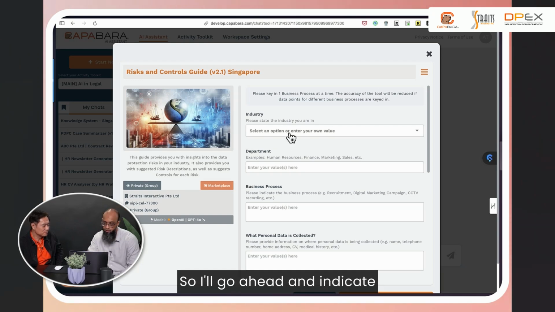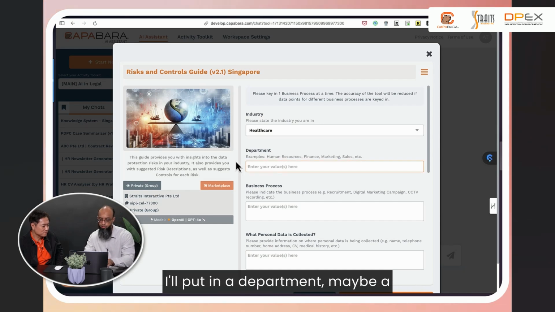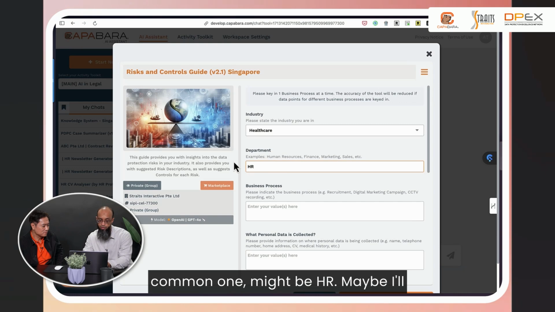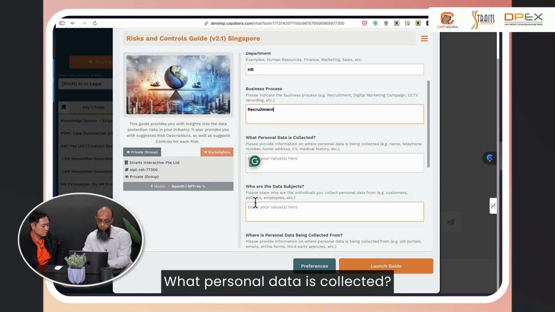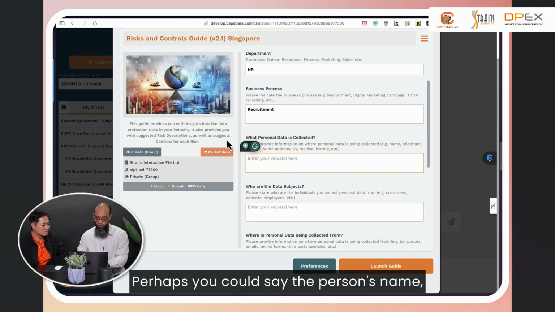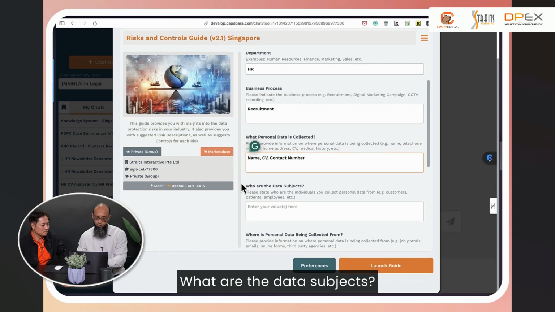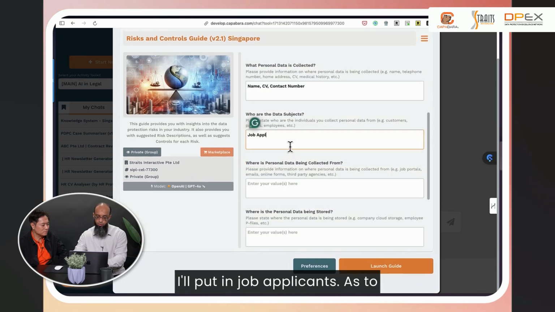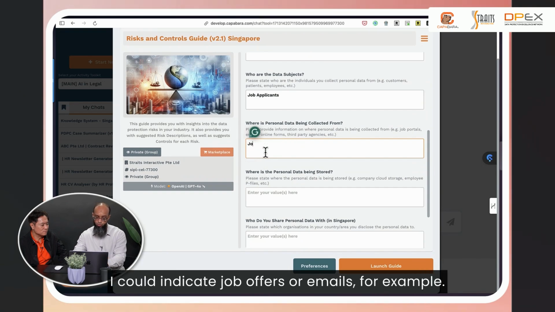So I'll go ahead and indicate an industry, perhaps healthcare. I'll put in a department, maybe a common one like HR. Maybe I'll put in a business process for recruitment. What personal data is collected? Perhaps you could say the person's name, his CV, and perhaps his contact number. What are the data subjects? I'll put in job applicants. As to where personal data is being collected, I could indicate job portals or emails, for example.